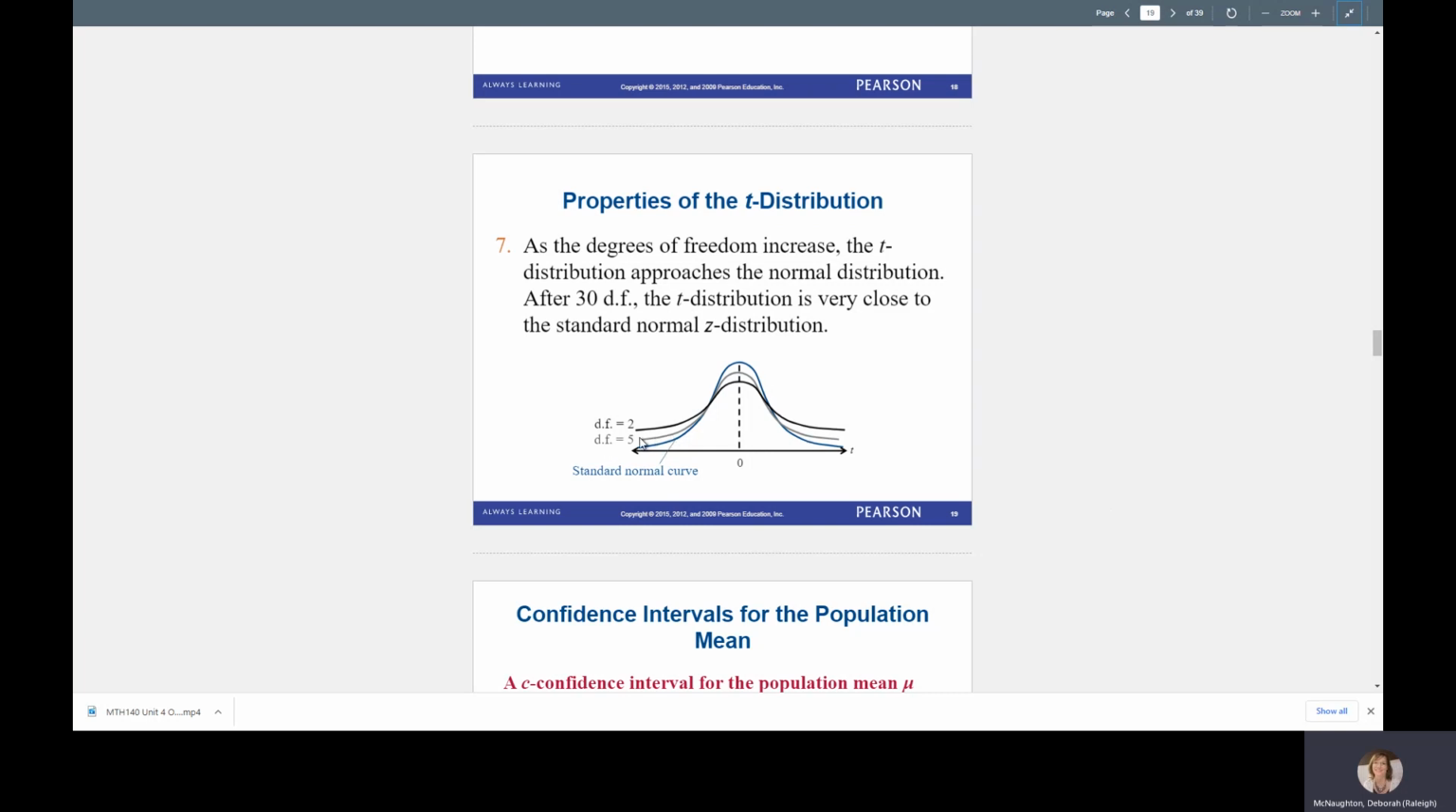Okay, so here are 5 degrees of freedom, and here are 2 degrees of freedom. With 2 degrees of freedom, we can see that the tails are very thick. With 5 degrees of freedom, they get a little smaller. And the bigger your sample size gets, or the bigger the degrees of freedom get, the closer this will come to approximating a normal distribution.